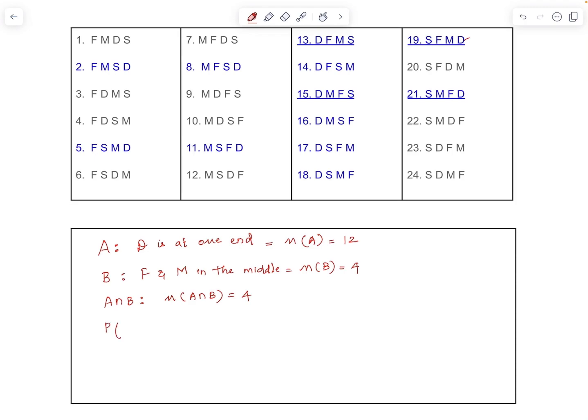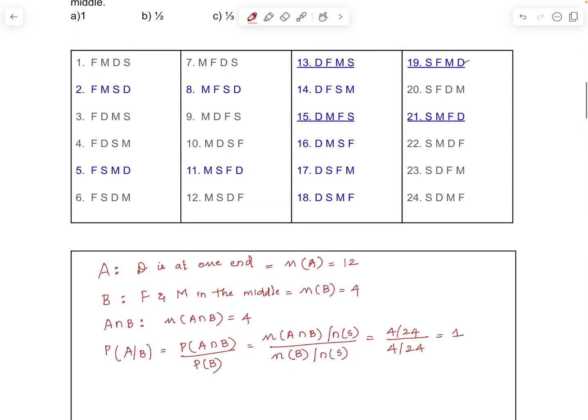Probability of daughter at one end given father and mother in the middle, that is P of A given B, is equal to P of A intersection B by P of B, which is n of A intersection B by n of S, where S is the sample space, and in the denominator we have n of B by n of S, which is 4 upon 24 by 4 by 24, which is equal to 1. So answer is A.